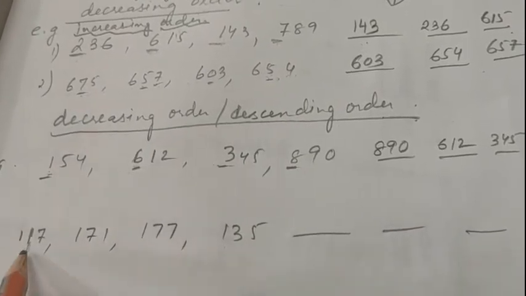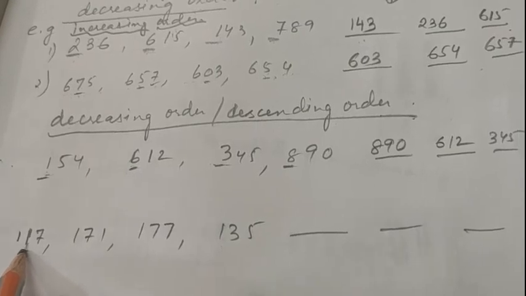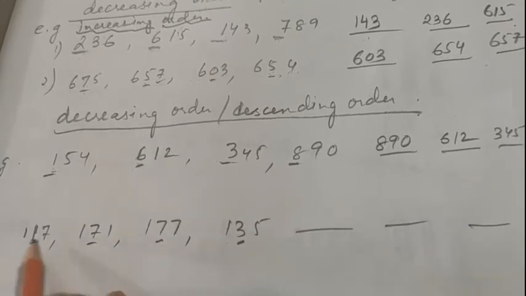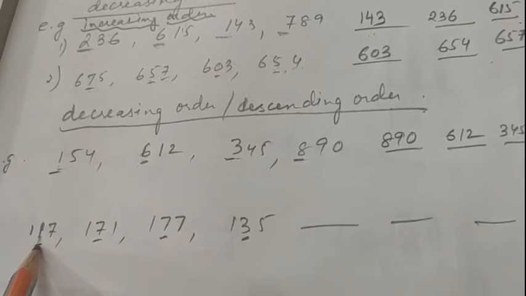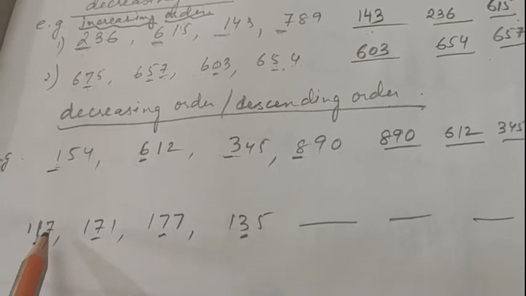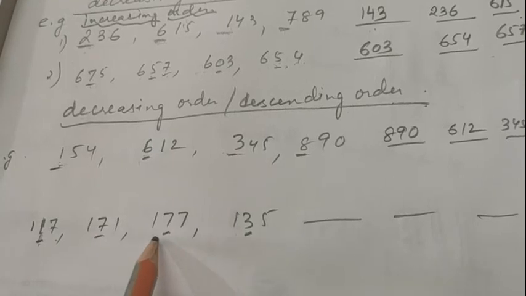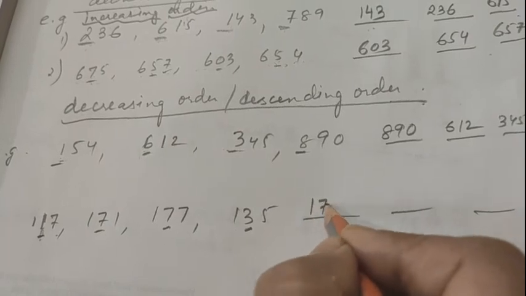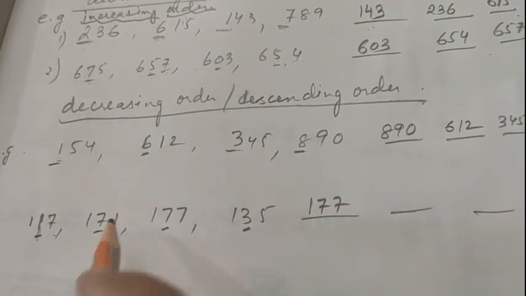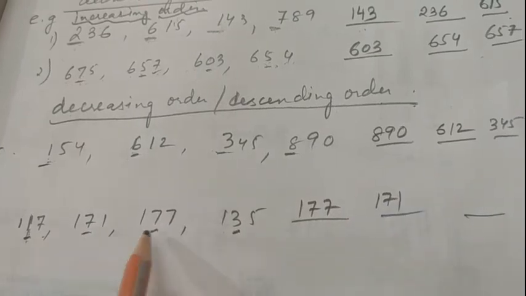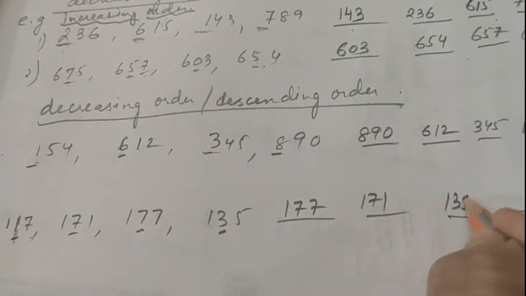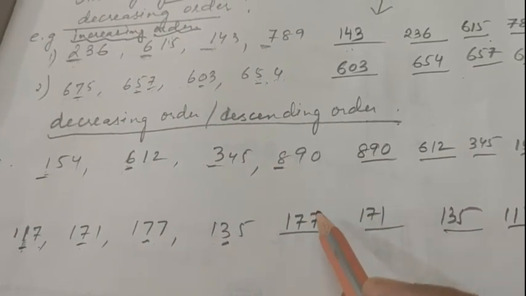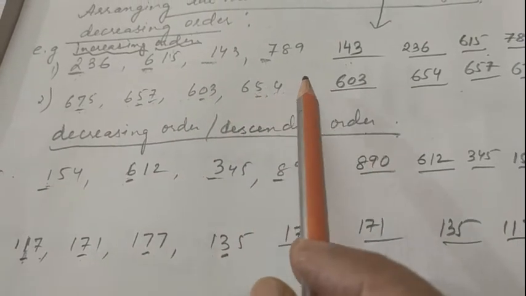Now you see the next one. All these are in hundreds only. So you have to check the tens and ones. This is 7, this is 7, this is 3. So all these are different, so you can go by the tens one only. Here we have to write big to small. So which one is the big? 17, 71, 77, 35. Which one? 77, 177. Next 70s, again you see that 171. Next which one is the bigger number? 135. Next 117. So descending means big to small and ascending means small to big.